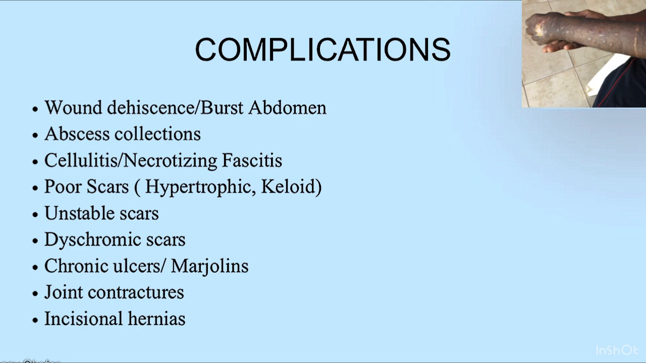So complications of surgical site infection: the wound can break down and there will be a burst abdomen in which there's evisceration of the abdominal contents. There can be abscess collection. Patient may have cellulitis or necrotizing fasciitis. There will be scars, such as hypertrophic scars. The wound might heal with keloids or unstable scars. There might be dyschromic scars. Can have chronic ulcers, joint contractures, and then incisional hernia.